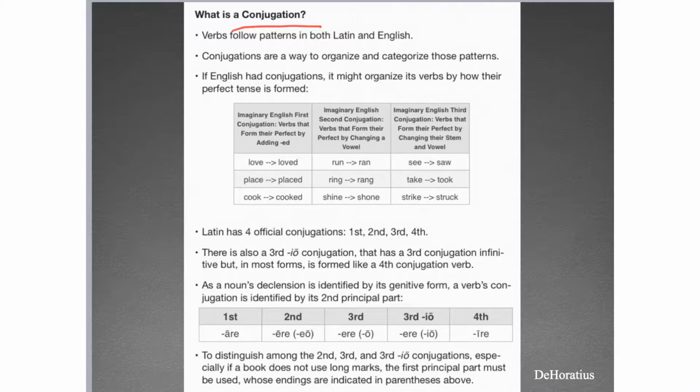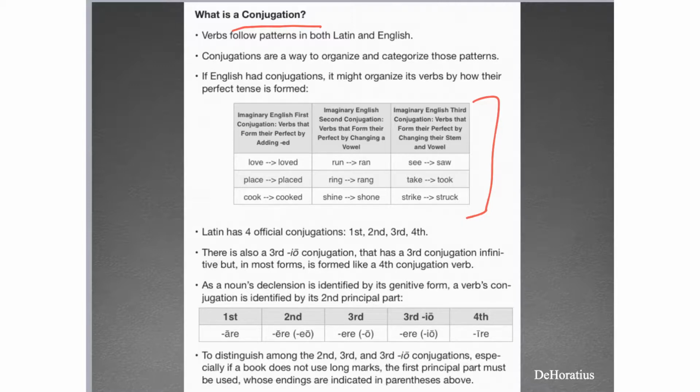You probably don't think of English verbs as having conjugations, and strictly speaking, they don't. But just like declensions are for nouns, conjugations are ways to organize the behavior of verbs. If we divided English verbs into patterns of behavior, we might have a category for verbs that add a D or an ED to make the past tense, a separate category for verbs that change the vowel, so run, ran, ring, rang, etc., and a third category for verbs that change their spelling altogether. So see, saw, take, took, etc.